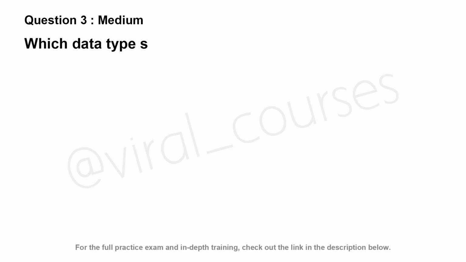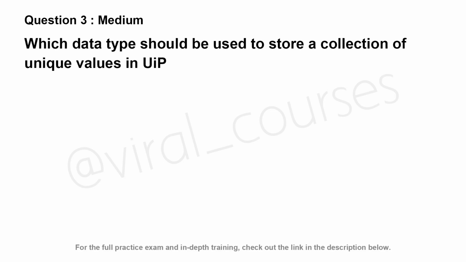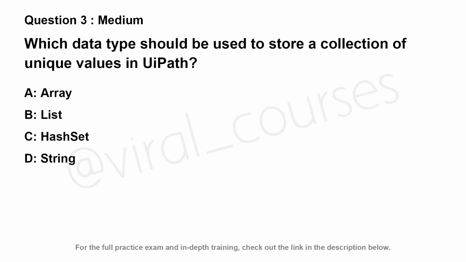Which data type should be used to store a collection of unique values in UiPath? Option A, array. Option B, list. Option C, hash set. Option D, string.